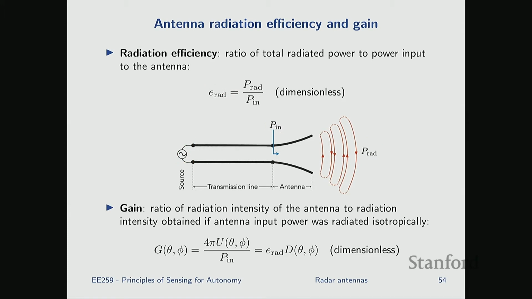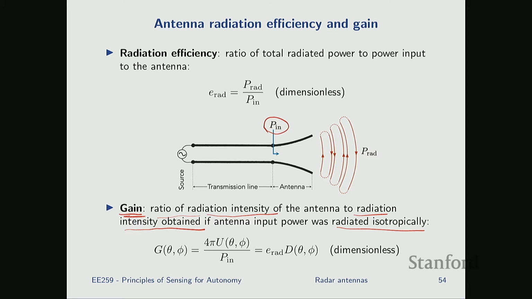And then there's this notion of the antenna gain. The antenna gain is basically the ratio of the radiation intensity of the antenna to the radiation intensity that you would have obtained if all the input power to the antenna, all of P_in, was radiated isotropically. Okay, let's make sure this makes sense. You have an antenna. It has some radiation pattern U. How does that compare to an ideal antenna that has an efficiency of 1?